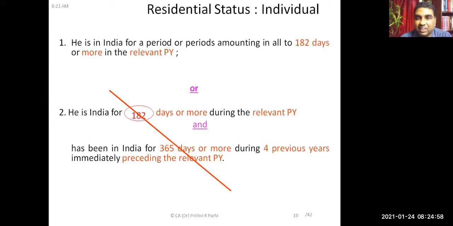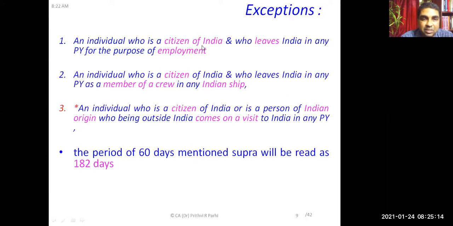If these are the 3 cases, then the 60 days shall be read as 182 days. Consequently, the second condition is not useful. Second condition has got no relevance. Only the one condition we have to test. So again, I repeat, in these 3 situations, you have to see only whether the person has stayed 182 days or more during the previous year or not. If he has stayed, then he is a resident.